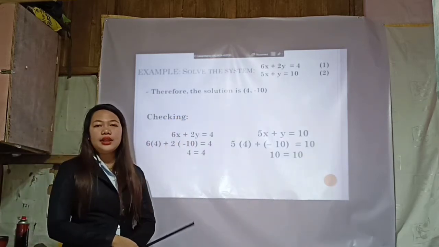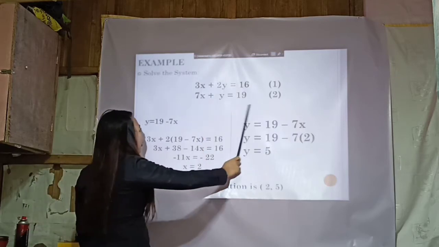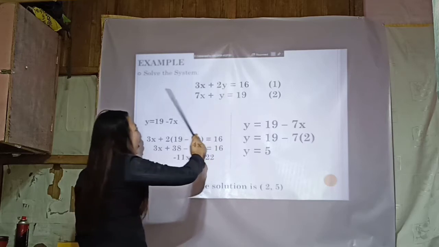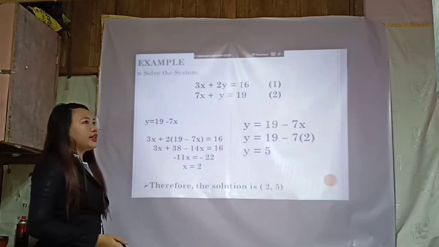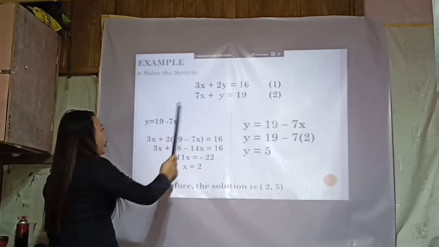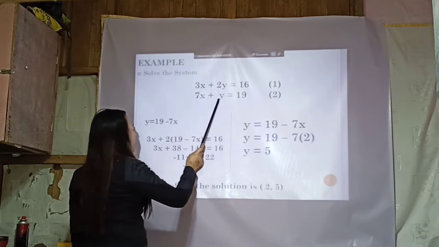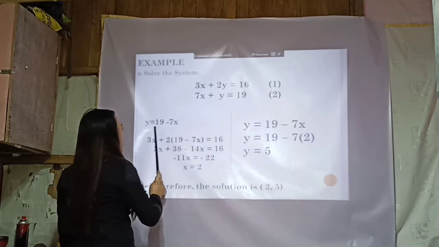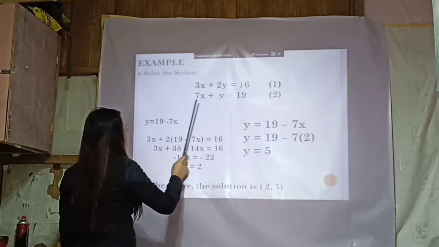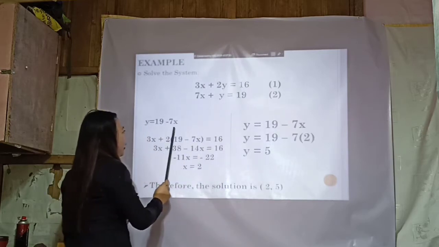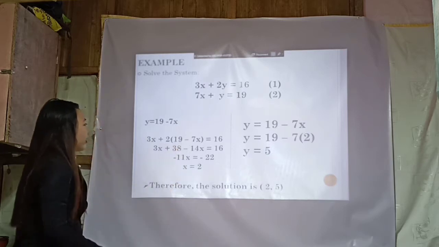So now, let's move to another example. So this is an example of a linear equation. This is equation 1 and equation 2. So, the first step is to find the expression of y. So, transpose the 7x to the other side. So, it becomes y is equal to 19 minus 7x. So, this would be the third equation.